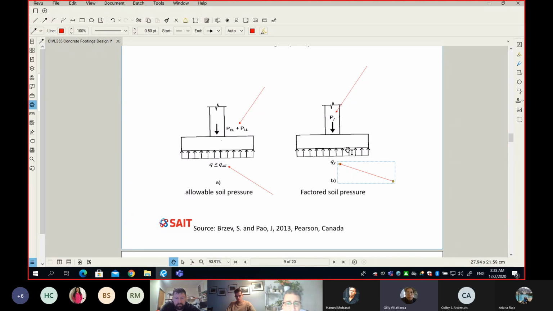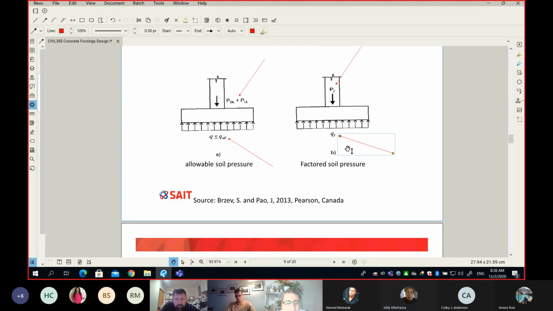Okay, so if you're not clear, it's okay. In the numerical example, I will show you how this will work. Please be patient until I discuss with you the numerical example shortly after the break.